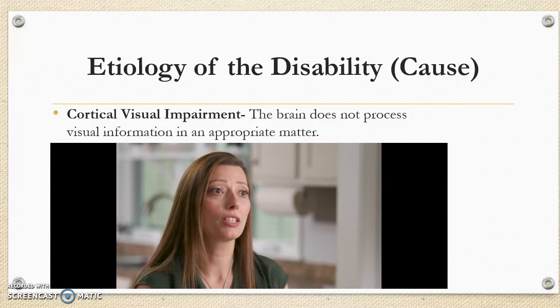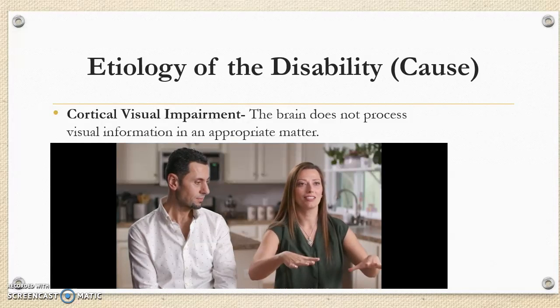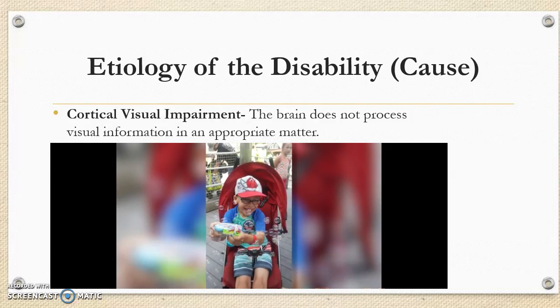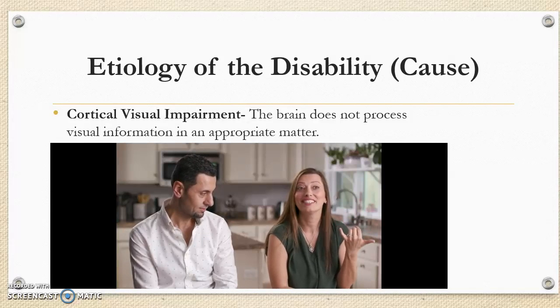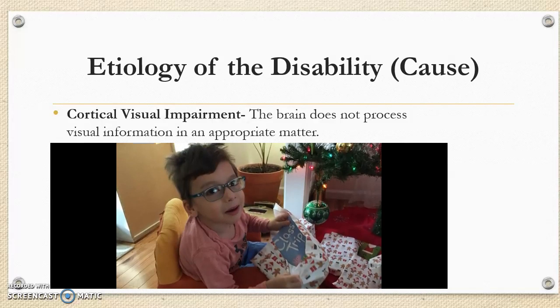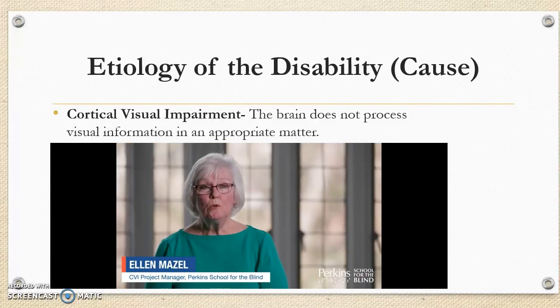Vision assessment through Perkins School for the Blind. Ellen came to our house, and that moment, it was like a sparkle in our lives. Mom, I met with someone, and she said that it's going to get better. Ellen Mazel, CVI Project Manager. CVI stands for cortical or cerebral visual impairment, and it's a brain-based visual impairment where the visual processing centers or the visual pathways of the brain are not functioning correctly.